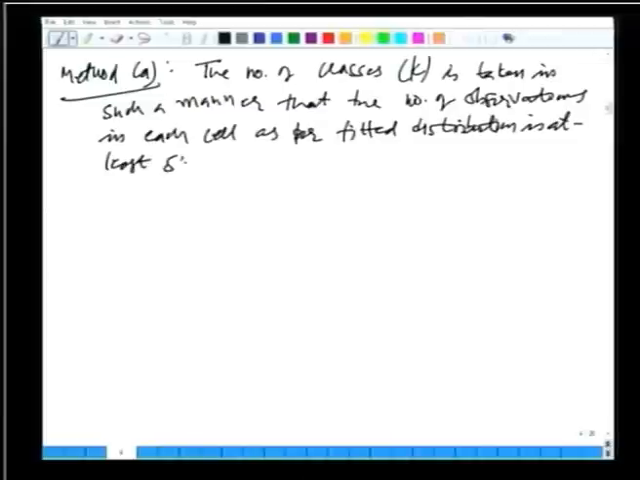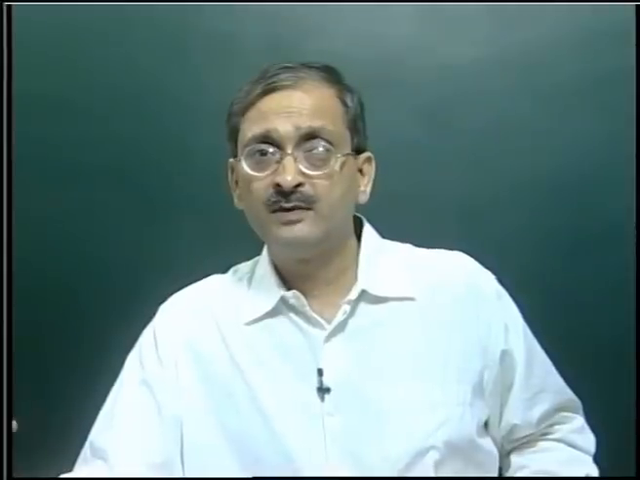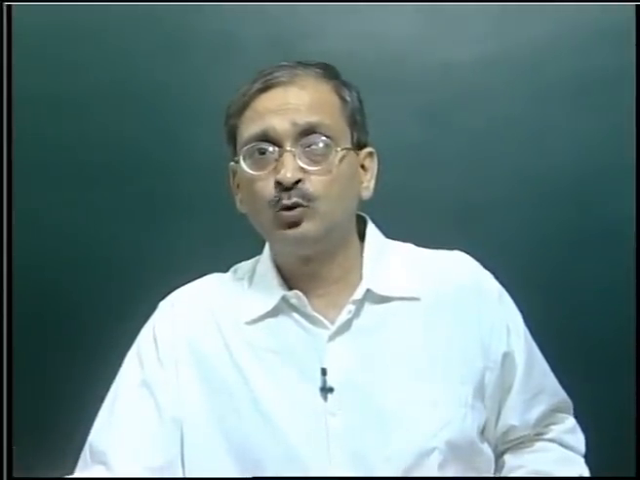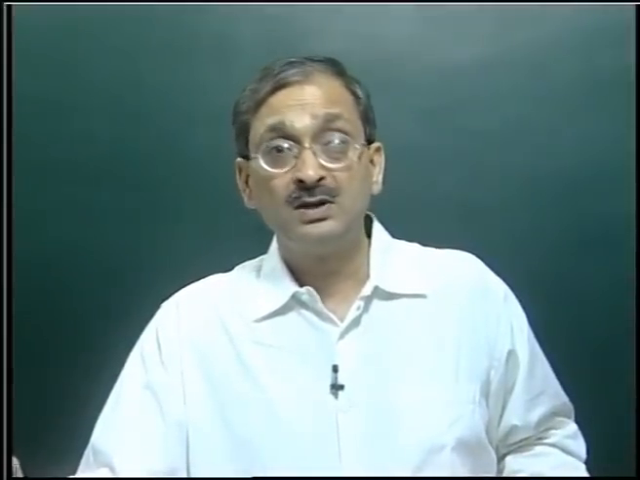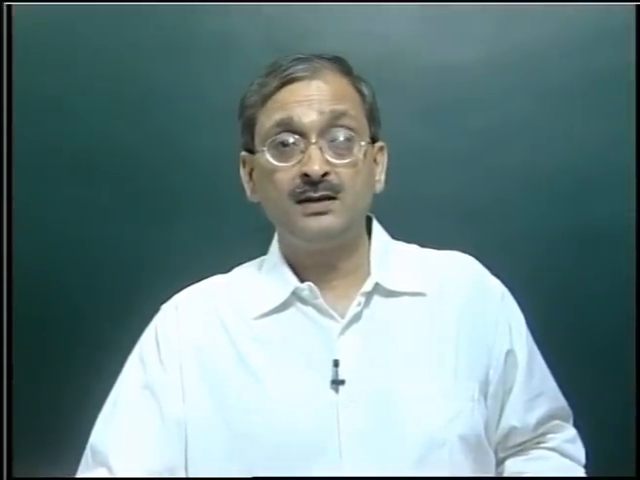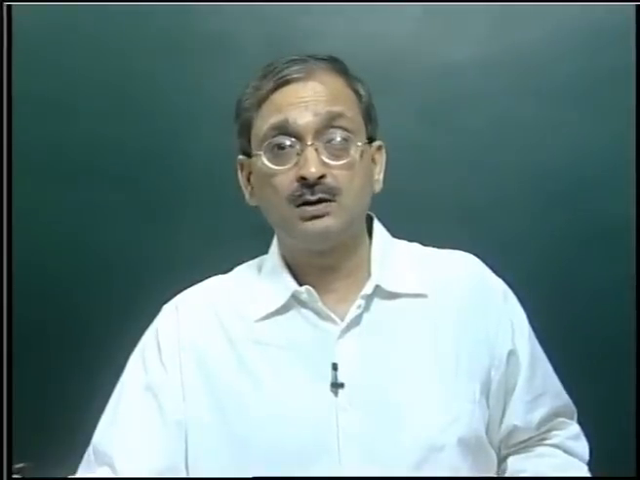Okay. So, what does this method say? What it is saying is that the number of classes we select in such a manner. For example, annual rainfall is between, let us say, 0 to 100. This is the range we have. We can divide it into two classes. One class is 0 to 50, the other class is 50 to 100. We can also divide it into 10 classes, 0 to 10, 10 to 20, 20 to 30, and so on, right?